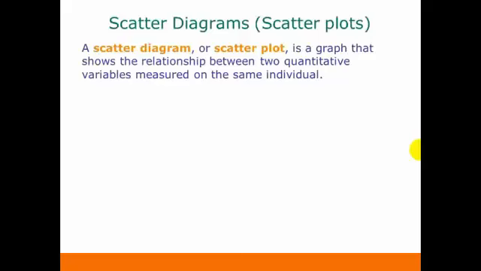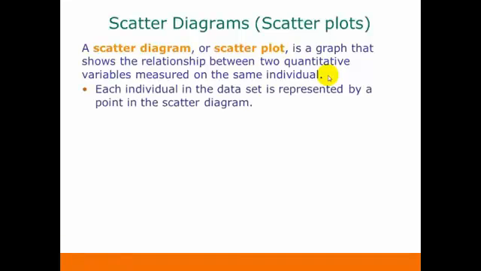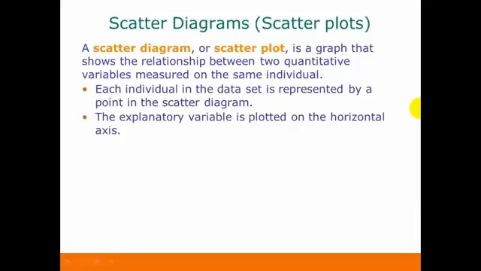A scatter diagram, you can also call this a scatter plot, is a graph that shows the relationship between two quantitative variables measured on the same individual. So each individual in the data set is represented by a point in the scatter plot. The explanatory variable is plotted on the horizontal axis. The response variable is plotted on the vertical axis.